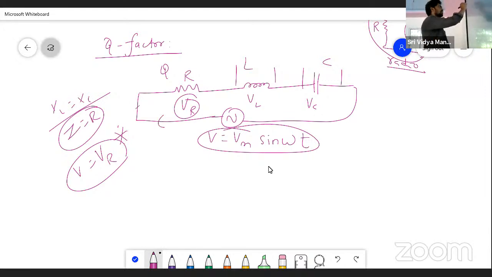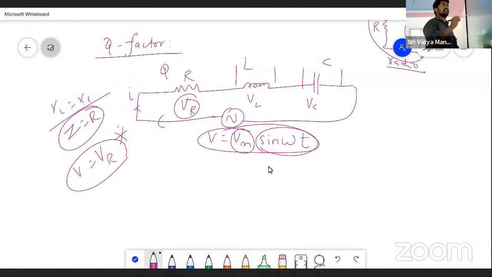So current in the circuit is I. So V is equal to VR, I mean Vm is equal to VR. Maximum voltage is equal to VR. Sin omega t value is equal to 1, so V is equal to Vm. But V is equal to VR. Applied voltage is equal to voltage across VR at resonance condition.